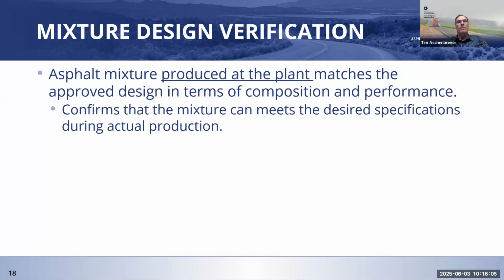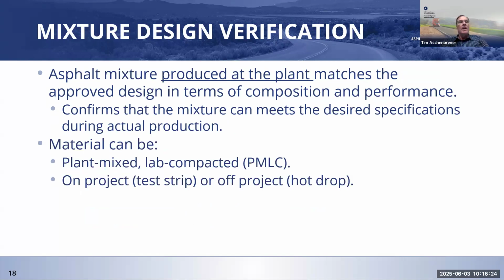So now as we move from mixed design approval to mixed verification, we see mixed verification is definitely produced at the plant. Here, the contractor is producing the material from the actual plant, delivering it to the actual project to make sure that the specifications can be achieved. So it's plant mixed, lab produced. More commonly, it's done as a test strip on the project.